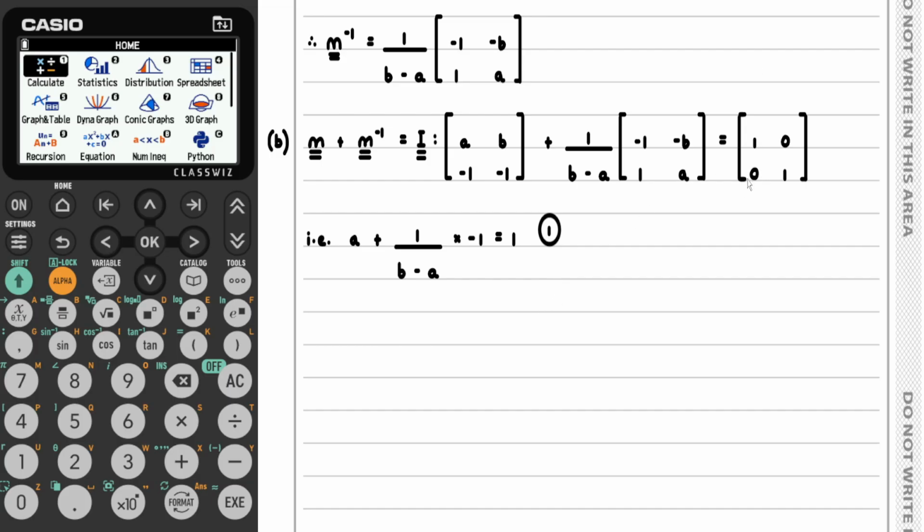And if I take a look at this 0, how do I get this 0? Well, I would have negative 1 plus 1 over b subtract a multiplied by this 1, and of course that would give us this 0. I will call this equation 2.